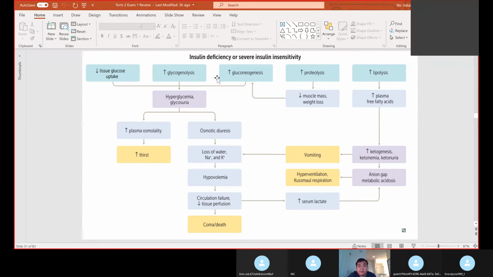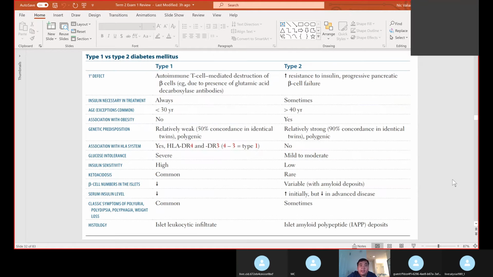We talk about insulin insufficiency here or severe insulin insensitivity. You can read that at your own leisure. High yield, put a star here: the differences between type 1 and type 2.